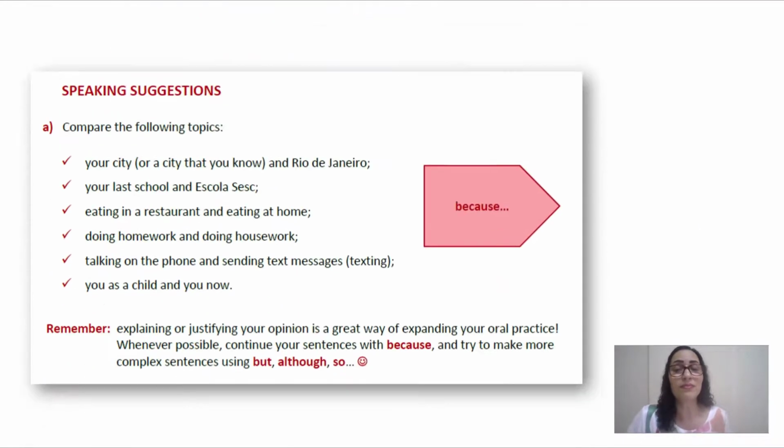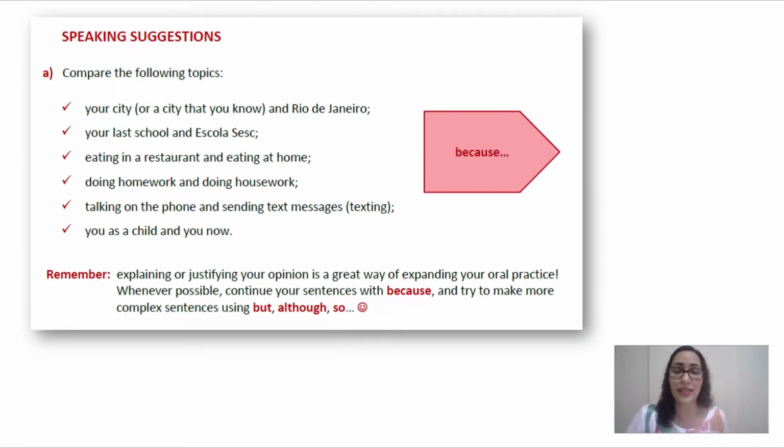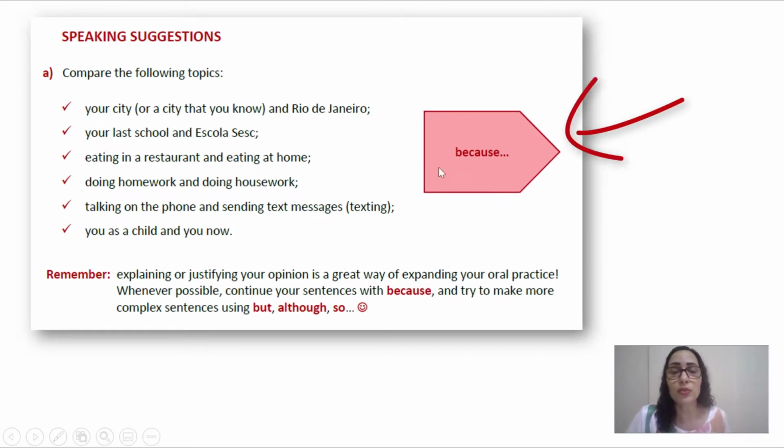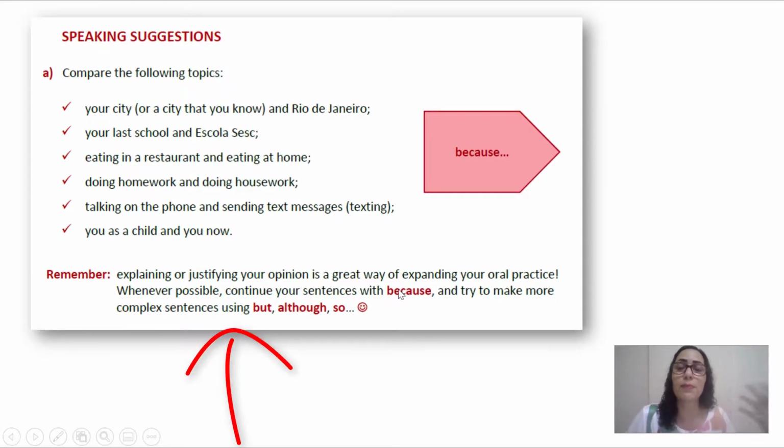So, now that we have practiced like this, it's a good idea for you to use the speaking suggestions in our roteiro de estudo to put the comparatives into practice. Use the suggestions here of things you can compare. Remember to use because. Explaining or justifying your opinion is a great way of expanding your oral practice, okay? And you have also learned different words that you can put in your oral production to make it better.